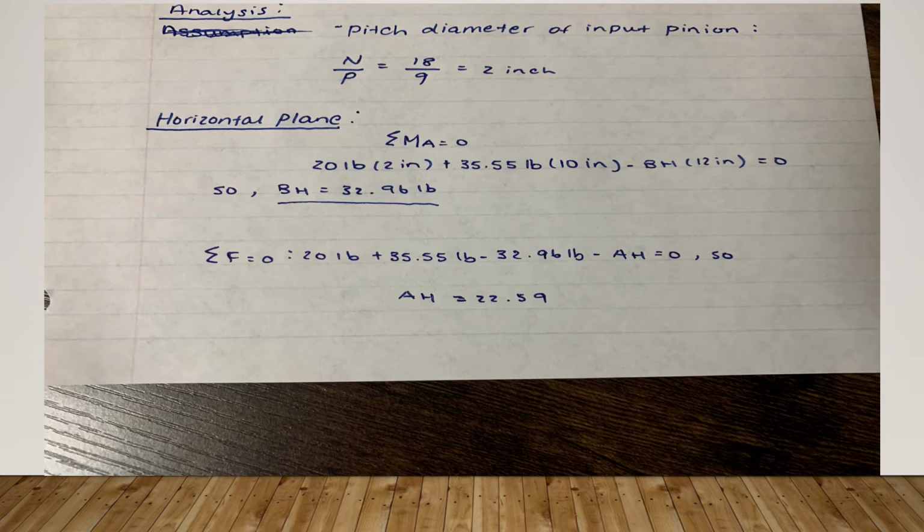So sigma F is equal to 0. So this is now going to be equal to 20 pounds plus 35.55 pounds minus 32.96 pounds minus AH, which is equal to 0. So to find AH, after you isolate the equation for AH, you're going to get 22.59.